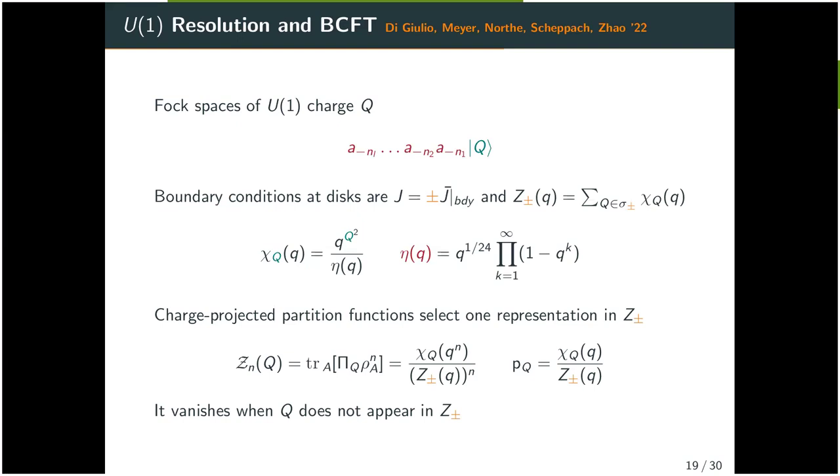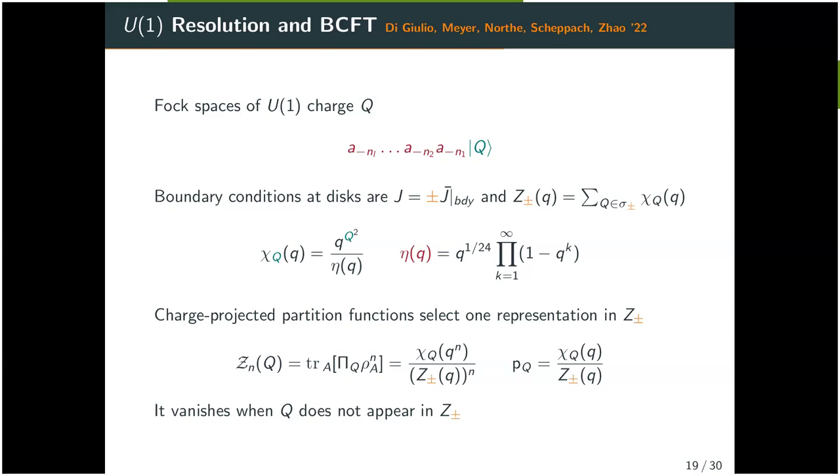So the theory that they looked at was just a U(1) CFT, so that means you have a charge Q. How do you work with U(1) CFTs? You have Fock spaces. So you have a charge Q, like a ground state which codes the charge Q, that's a conformal primary. And you have a bunch of Fock modes which you can have act on that ground state. So that's just the Fock space. And then you want to impose boundary conditions at the disks.